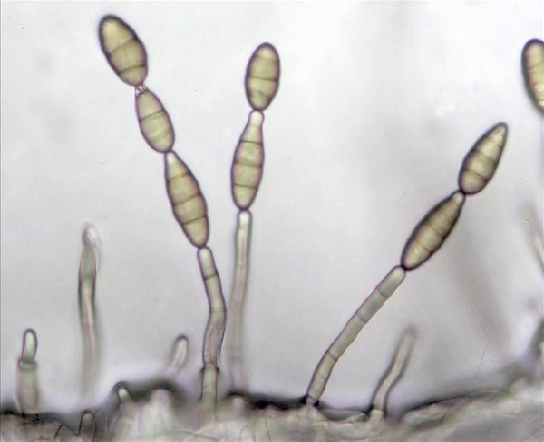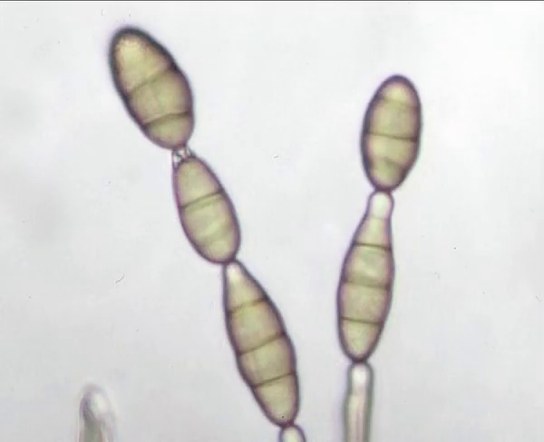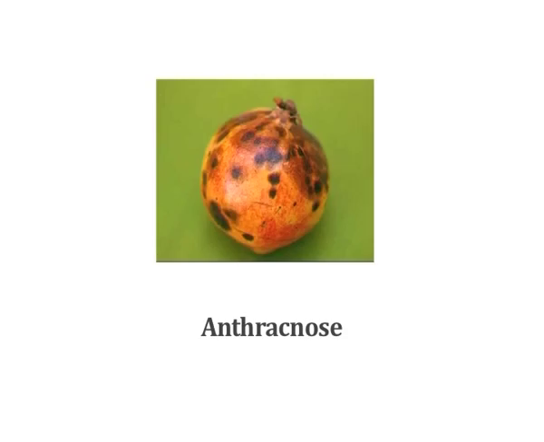Conidiophores are septate, branched or unbranched, greenish to brown, straight or flexuous. Conidia with pyriform, conical or cylindrical beak, ovoid or ellipsoidal, which are produced in long chains or singly, pale brown to light brown. Next important disease is anthracnose.